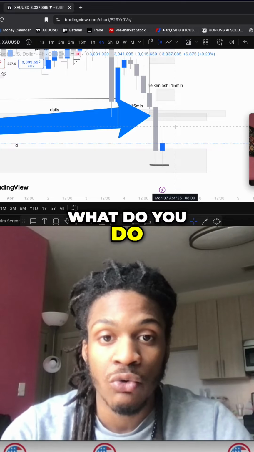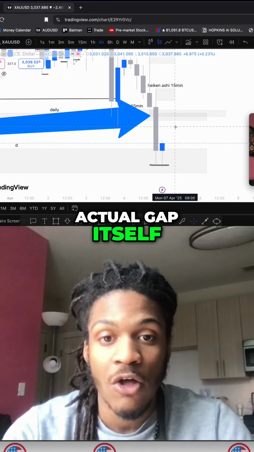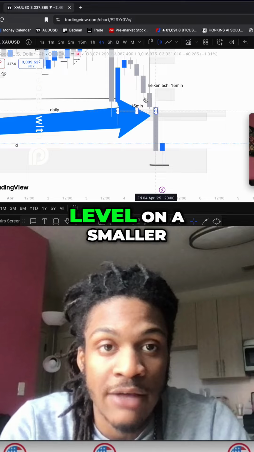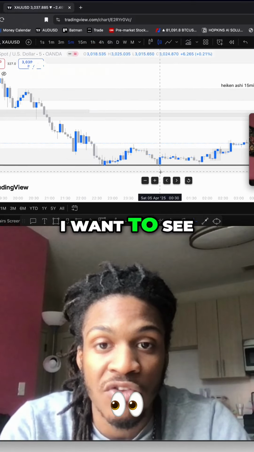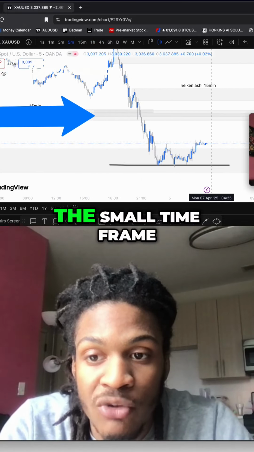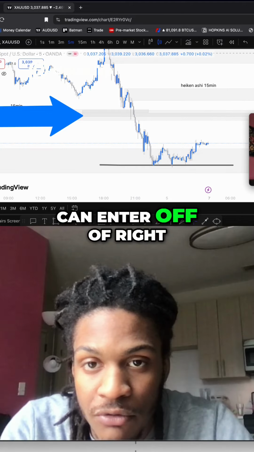So what you do, instead of trading the actual gap itself, I wait for price to come to that level on a smaller time frame, and then I want to see a reaction happen on the smaller time frame that's obvious that I can enter off of, right?